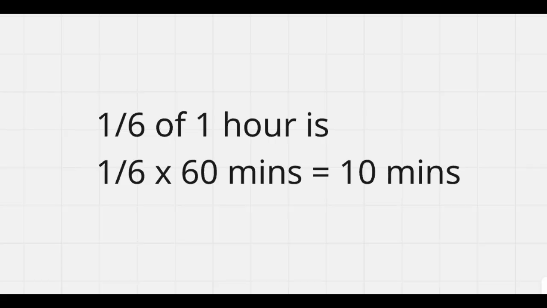Whatever method you choose to use to solve this equation, we obviously get the same answer of 1/6 of an hour, and we want our answer to be in minutes. So as there are 60 minutes in an hour, we find 1/6 of 60, which involves us doing 60 divided by 6, and that gives us 10 minutes.